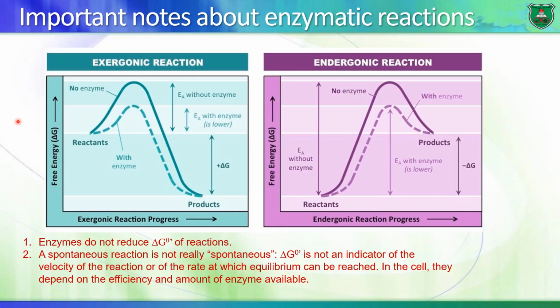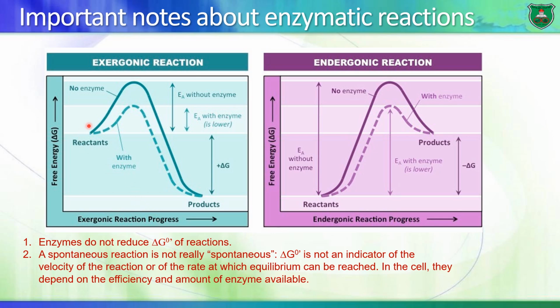Now, in terms of enzymatic reactions, the same thing applies. Okay, so in enzymatic reactions, we have substrates and we have products. And similarly, enzymatic reactions can be exergonic and they can be endergonic as well. Okay, so except that for enzymatic reactions, now pay attention to this. Now, enzymes do not reduce the delta G of reactions at all.